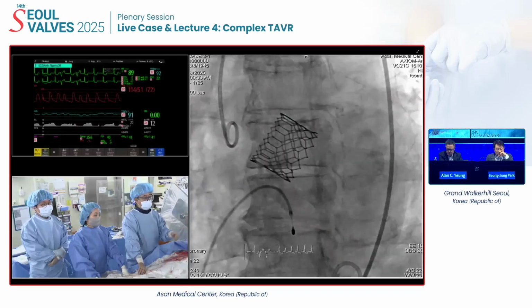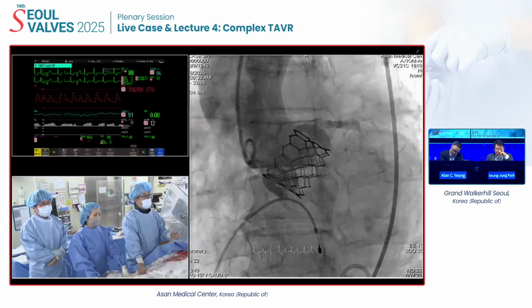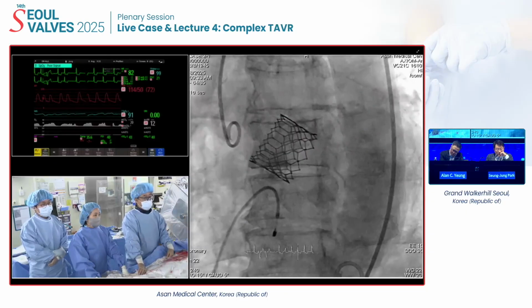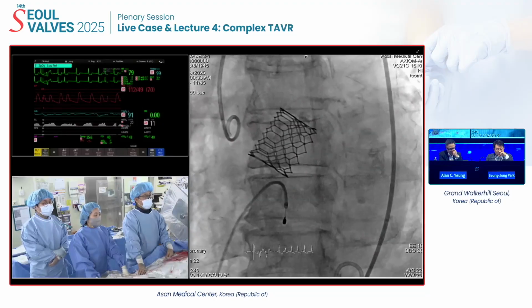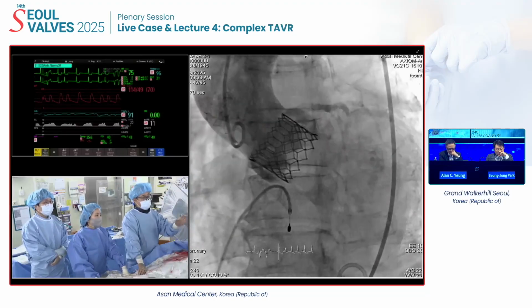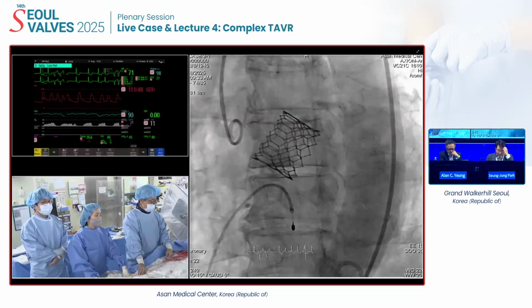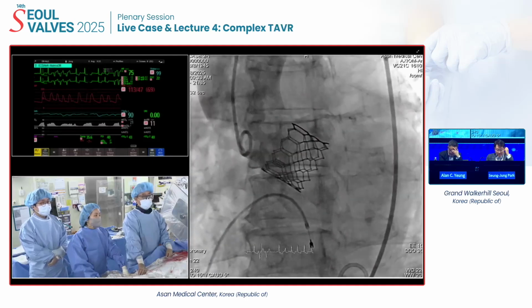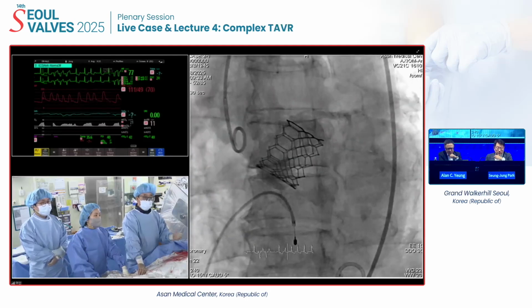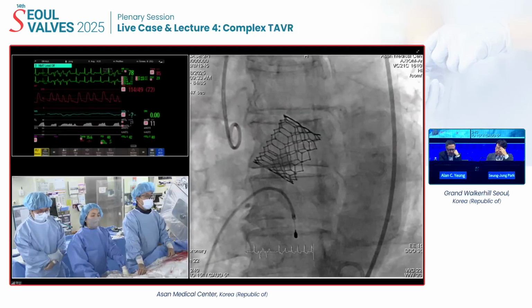After such a successful TAVR procedure, this patient would be included in our ENAVT TAVR trial. It is a double-blind trial of the medication drug for 1 year. Okay, any comment for technical or clinical part?